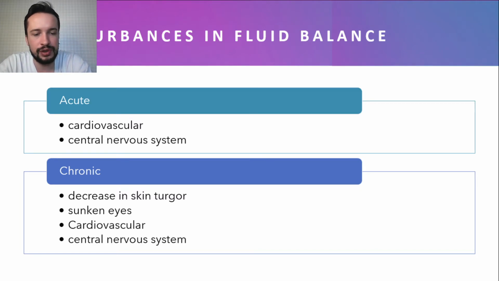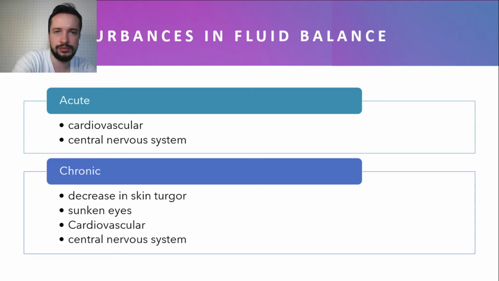Extracellular volume deficit is the most common fluid disorder in surgical patients and can be either acute or chronic. Acute volume deficit is associated with cardiovascular and central nervous system signs, whereas chronic deficits display tissue signs such as a decrease in skin turgor and sunken eyes. In addition to cardiovascular and central nervous system signs, we will see it in a table further on.